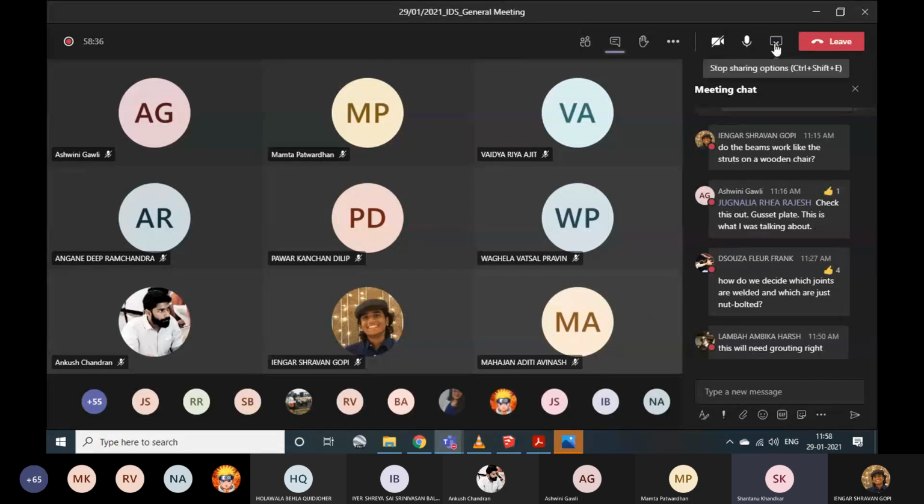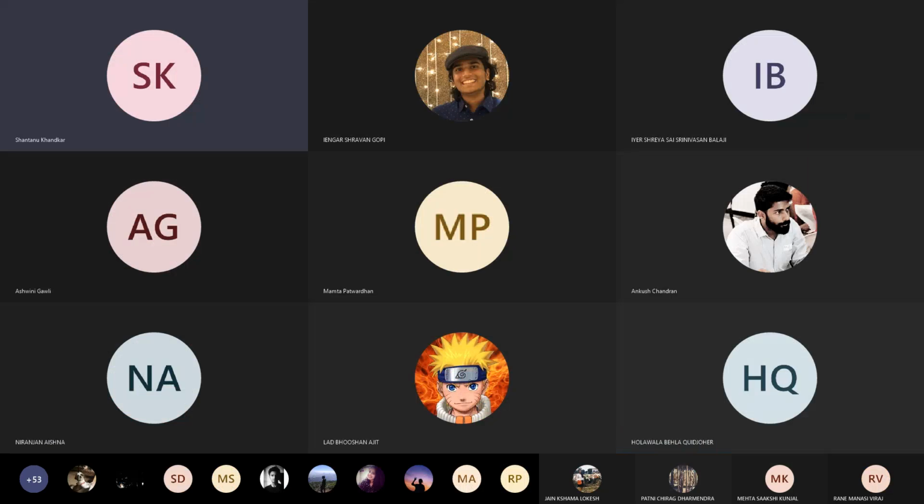How do we decide which joints are welded and which are just nut bolted? Okay, good question. Welding, bolting and even riveting, they each have their own pros and cons. See what we do when we bolt things is that we actually puncture a hole in both the members that we are connecting, and that actually weakens the members. But the advantage of bolting is that it is very easily reversible.